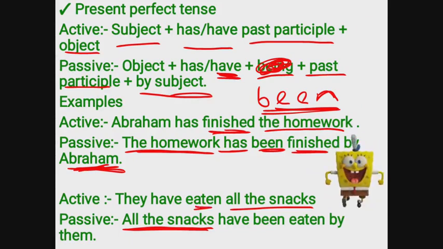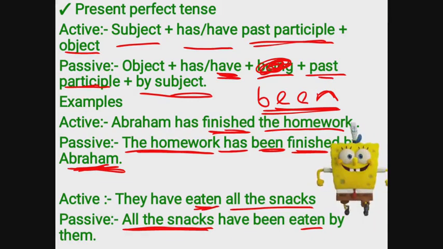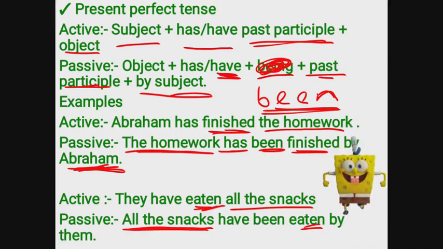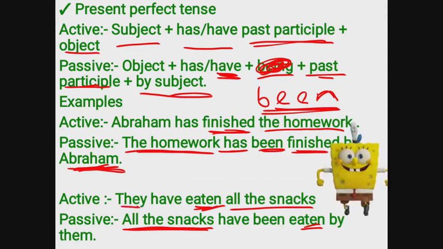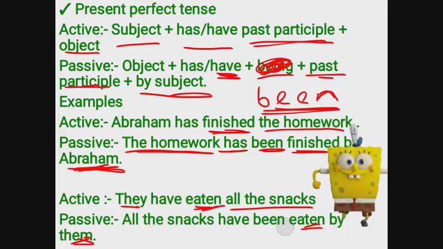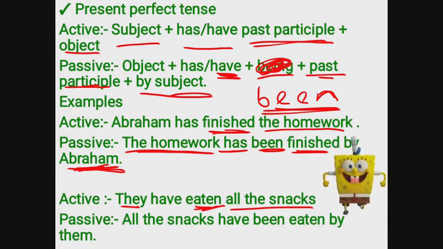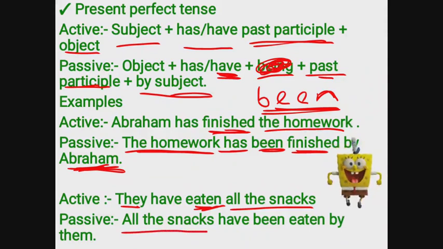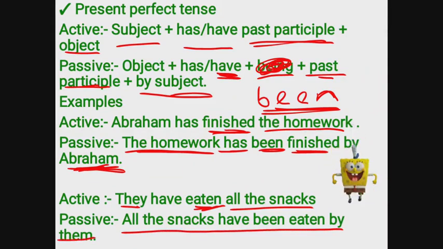Now the verb, we still maintain the same verb because this is the past participle. Don't forget, we're using the participle of the verb. It still remains the same. They have eaten, eaten remains eaten, doesn't change. So all the snacks have been eaten by. Now "they" becomes what? "Them" in the pronoun rule. Our "they" changed to what? To "them". So now it becomes: all the snacks have been eaten by them.